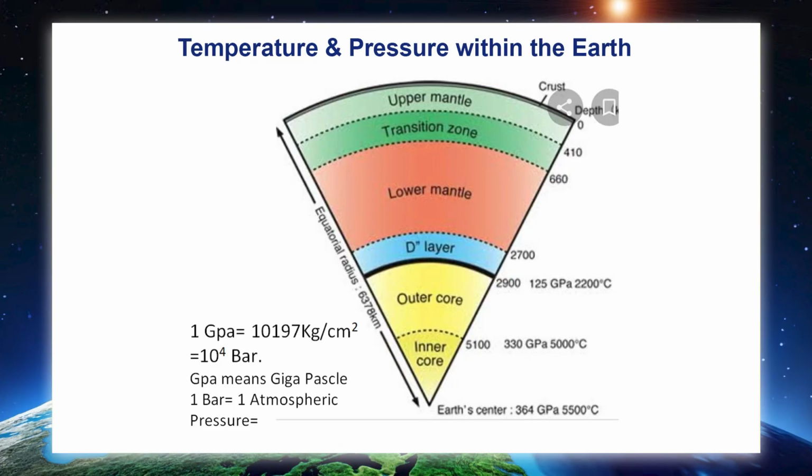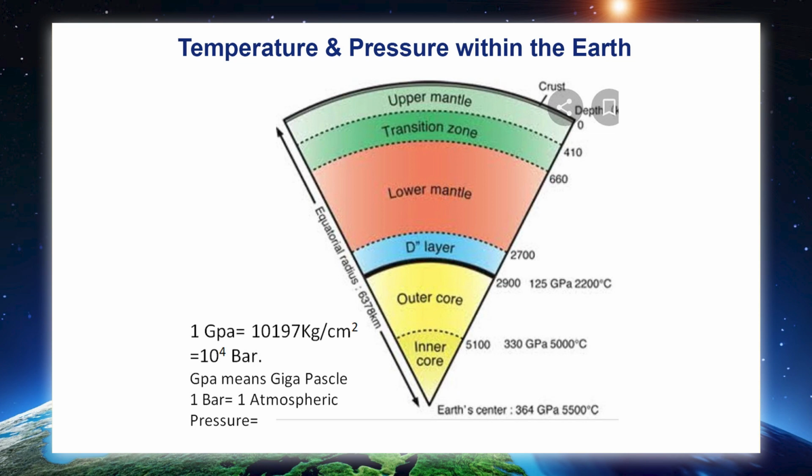Now, the earth pressure also starts working. What is that? 125 GPa at 2200 degree centigrade. Okay. So, see, 1 GPa is how much? It is 10 to the power 4 bar. That means, what is 10 to the power 4? That means after 1, 4 zeros, that means the pressure is 10,000 times more than 1 atmospheric pressure.